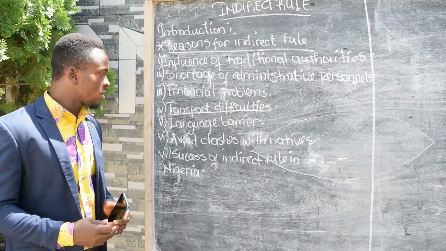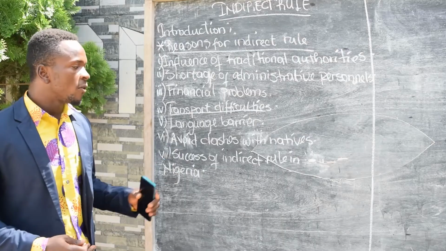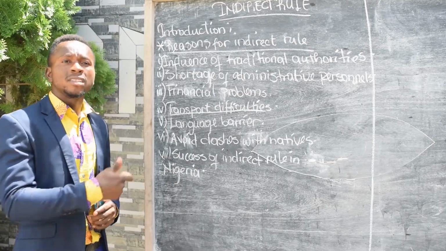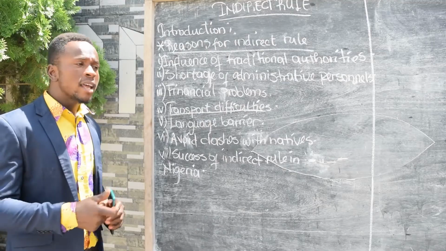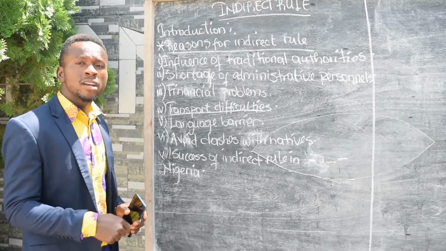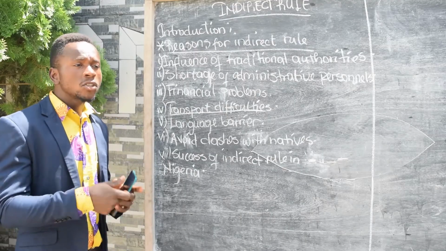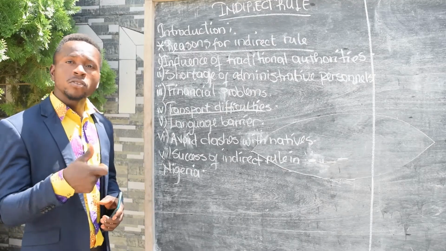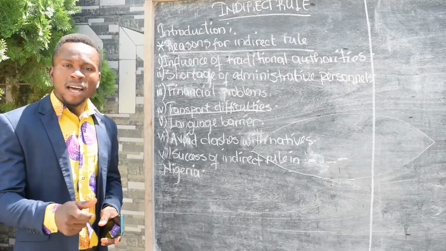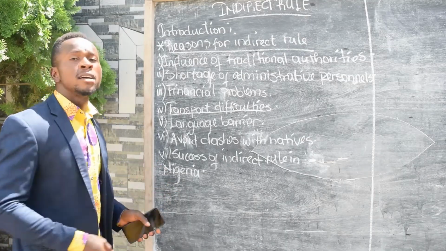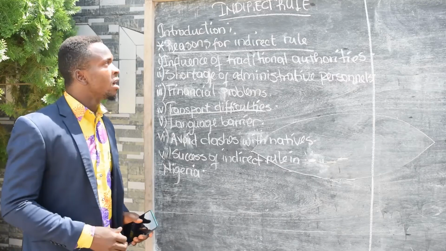And last of all, we can talk about the success of indirect rule in Nigeria. Indirect rule was already succeeding in Nigeria. Indirect rule actually started in Nigeria because the British implemented indirect rule there. Since it was succeeding in Nigeria, they thought that it could also be successful in Cameroon. For that reason, they implemented indirect rule in Cameroon.